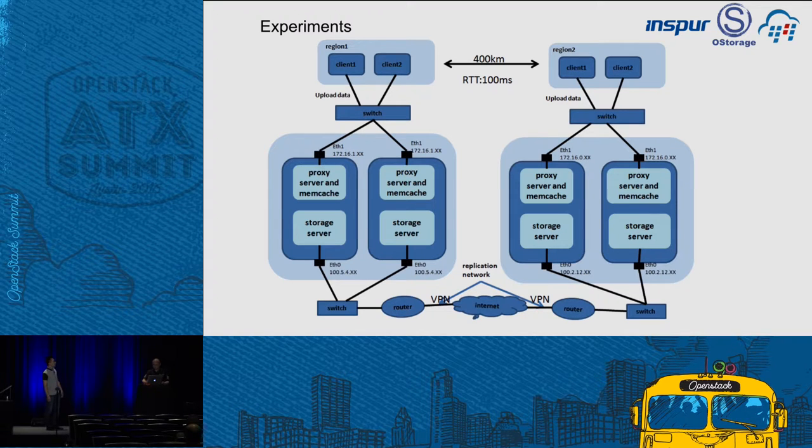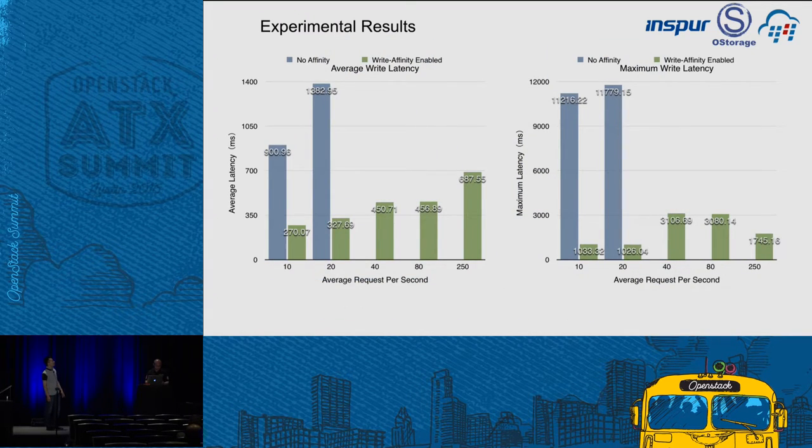Let's look at the experimental results. We set the object size to 20 kilobytes, using 10, 20, 40, 80, 250 concurrent writes, and 150 reads to test with affinity and non affinity.